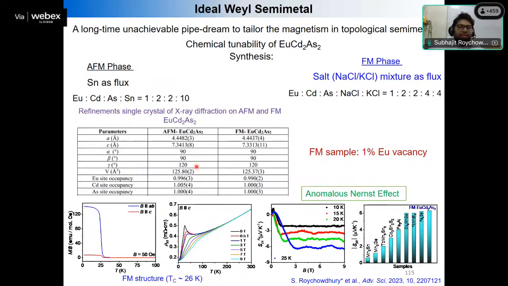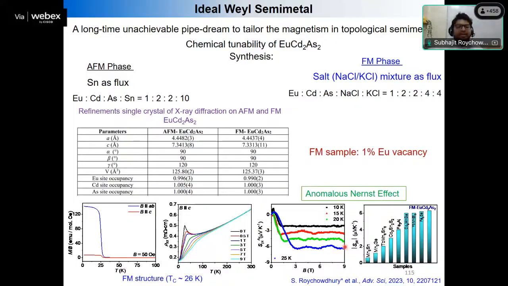So we took leverage of the chemical tunability of this material, and we synthesized the ferromagnetic phase at room temperature by using a simple salt mixture as a flux. So depending on what you want to prepare, you can change or tune the flux as well. Tin as a flux will give you the antiferromagnetic phase, and salt will give you the ferromagnetic phase. The ferromagnetic sample shows 1% europium vacancy, and the TC is close to 26 Kelvin.